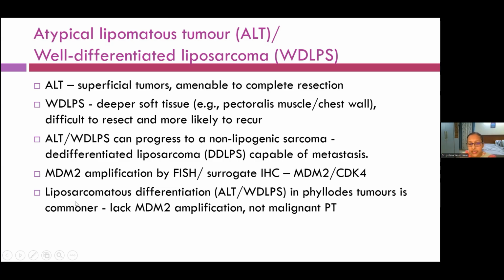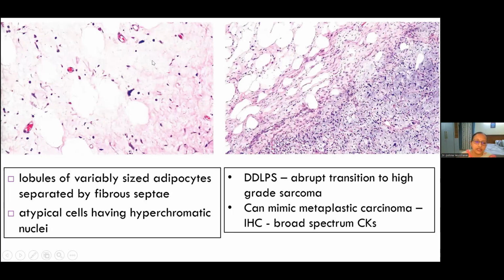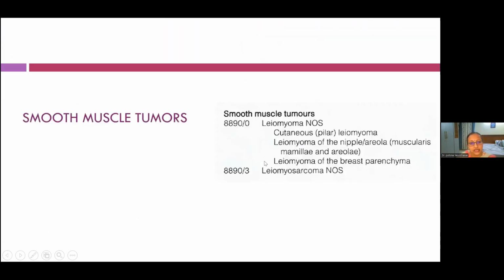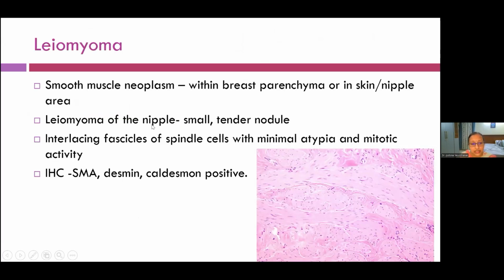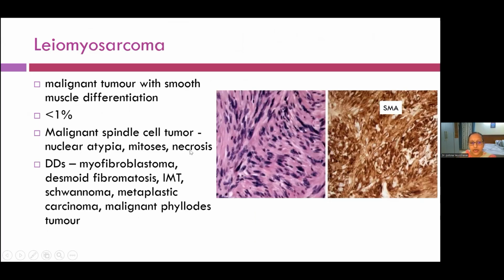Now, more common than a primary would be a liposarcomatous differentiation in a phyllodes tumor, but that alone doesn't suffice to call it a malignant phyllodes tumor. So this is an atypical lipomatous tumor with nuclear atypia in the adipocytes. This is dedifferentiation. Smooth muscle tumors, again, very rare. Leiomyoma can be there in the nipple or in the skin. They are typically SMA, desmin, caldesmon positive on IHC, very bland looking spindle cells. And the malignant counterpart is a leiomyosarcoma.